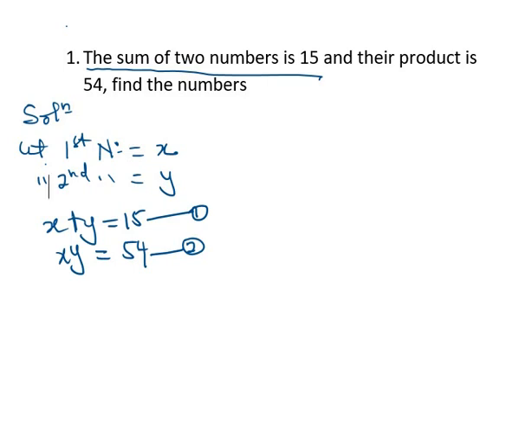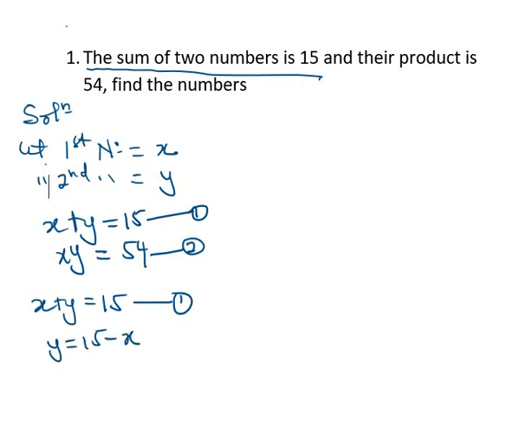Now from there, we have to make a variable the subject in one of the equations and put it in the other. But when we do it in the second one, it will be 54 over that number, and it will be a fraction, and be complicated. So why don't we do it in the first one? In the first equation, we have x plus y being equal to 15. That's our equation 1. So let's make y the subject over here. Making y the subject in equation 1, we get y equals 15 minus x.